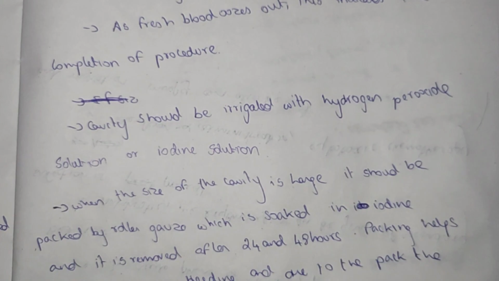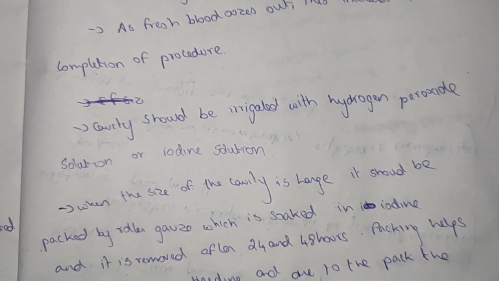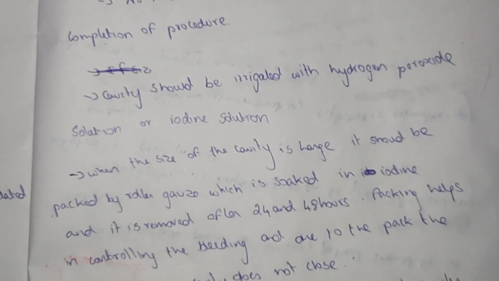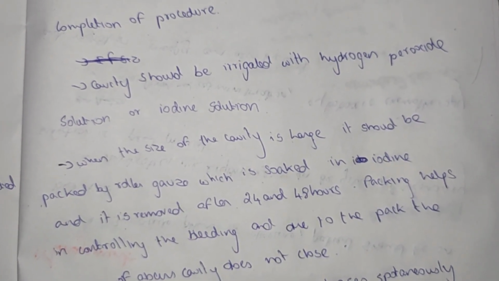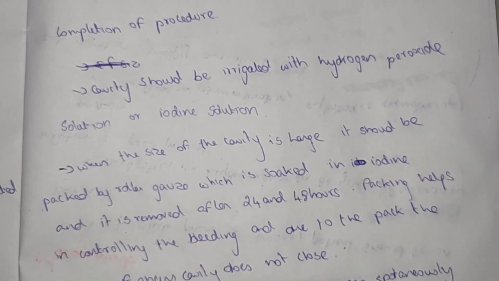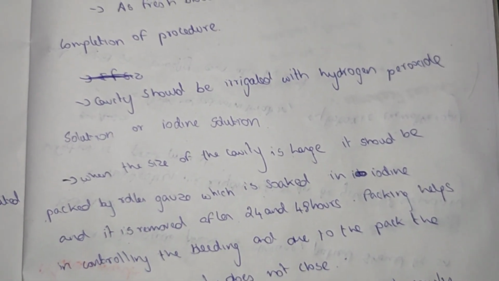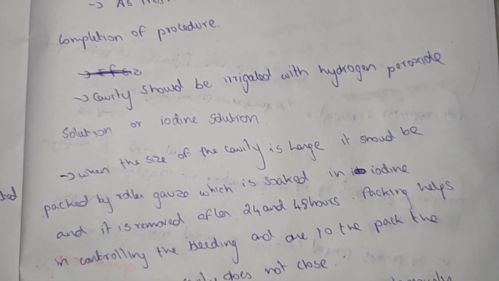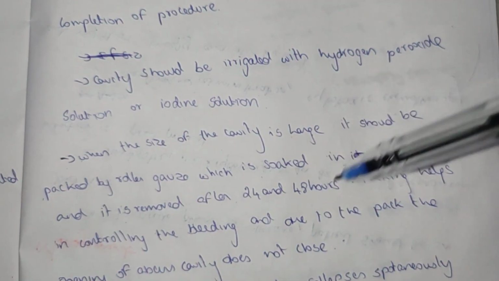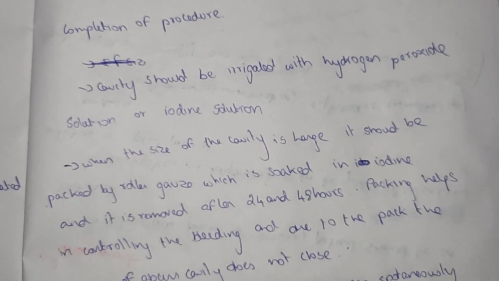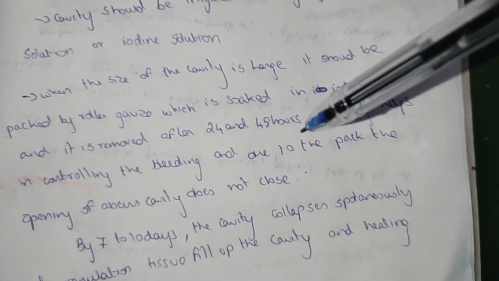After it, the cavity should be irrigated with hydrogen peroxide solution and iodine solution. When the size of the cavity is big, we should pack a roll of gauze soaked in iodine into the abscess cavity, so that the cavity does not close for 24 to 48 hours. The packing also helps in controlling the bleeding. Due to this packing, the opening of the abscess cavity does not close.